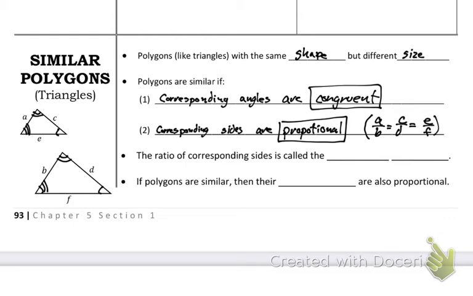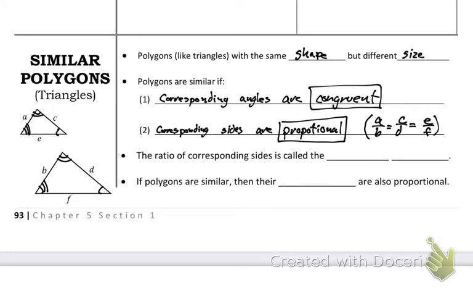So if you look here, the side A over B, that fraction must equal C over D, which has to equal E over F. They have to be proportional. In other words, if this triangle is twice the size of this one, I should be able to multiply all the sides by 2 to get to that big triangle. If this was 3 times the side, I should be able to multiply all of the sides by 3 to get to that bigger triangle.